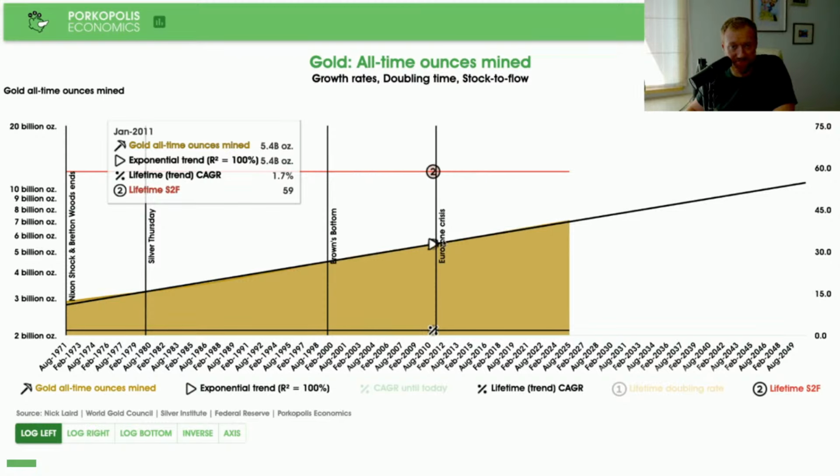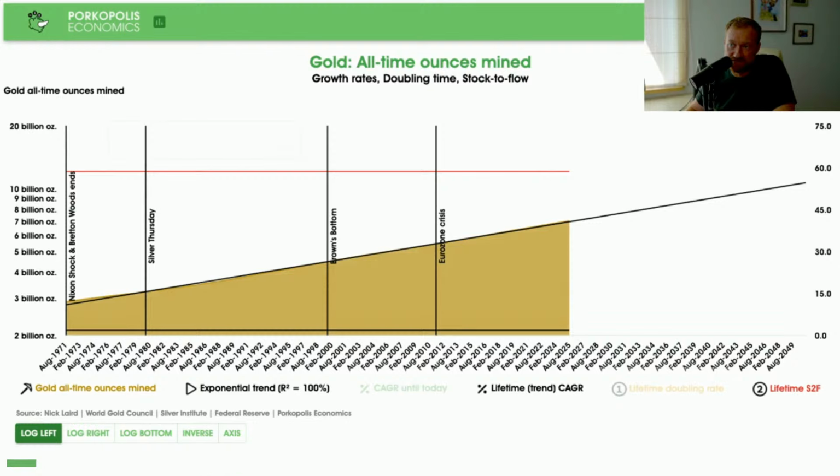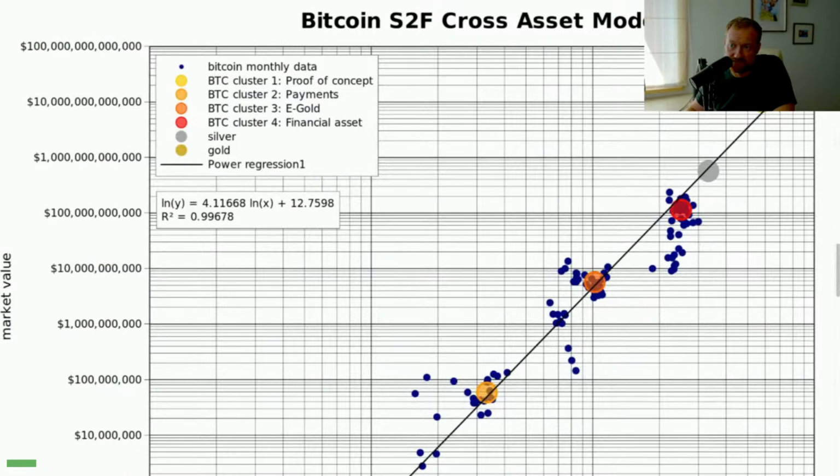There it is, 59. And it'd be even lower, by the way, if you went a little bit farther back, but no matter. There's your 60. There's your 59. Okay? But back to this beautiful cross-asset model. So here's his 59. This is very close to 60, actually. He might have used 59, even 58. Who knows what he used? It's right here.